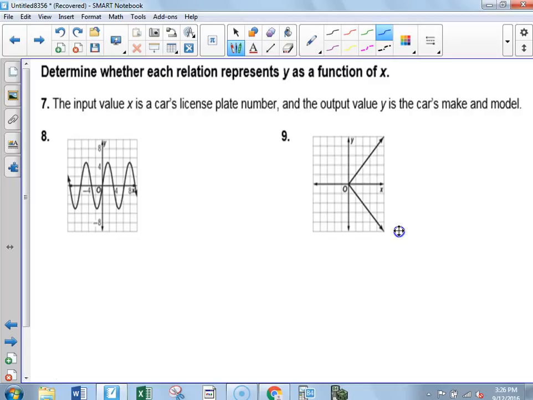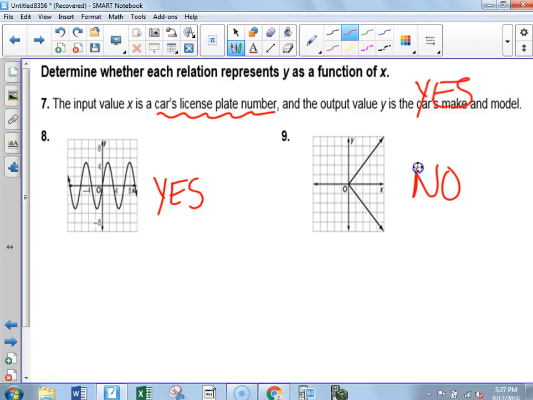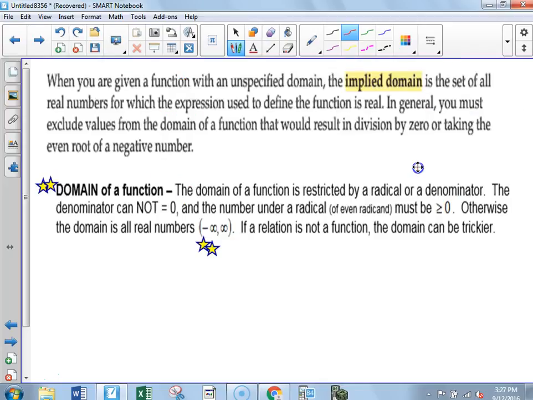So function or not a function? Number 7, input is the license plate number, output is the car's make and model. Does this repeat? If we're going to be staying in Illinois, license plates are all unique, so we're going to go with this is a function. This is a function or not a function? It is a sine curve or a shifted cosine. Has an amplitude change. But anyway, what's this one? Okay. That was easy. Now we got to talk domain and range.